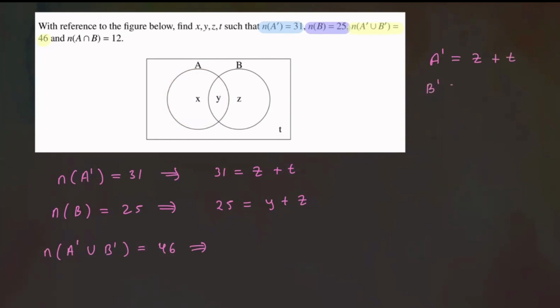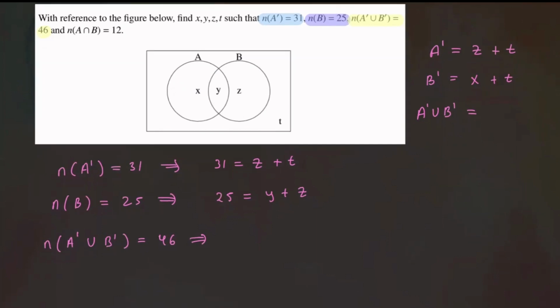And then B complement, it's going to be, again, not anything here. So that has to be X and T. So we know this has to be X plus T. Now, if you want to union these regions, so A complement union B complement, well, union means I want everything here or here. So that means we need this region to be represented by Z plus T plus X. So that is represented by this set, which means 46 should equal the sum of Z plus T plus X. Okay. All right, so again, too many unknowns, still not able to solve.